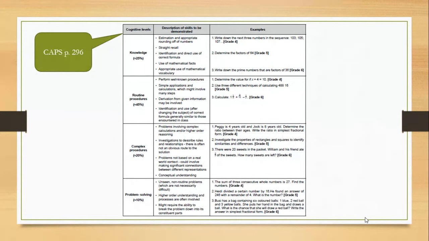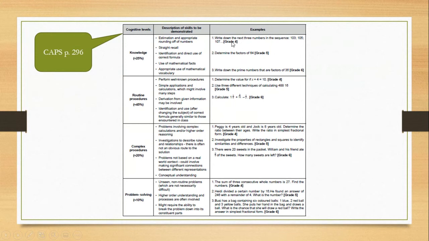On page 296 of our Math CAPS document, we have requirements of the cognitive levels for each and every test, assignment, or examination in mathematics. You need to make sure that 25% of the questions, or of the marks, are knowledge level questions, which are your easier questions. It is a straight recall or identification and direct use of the correct formula, or the use of math facts, or the appropriate use of math vocabulary.